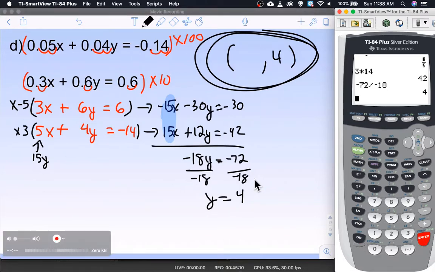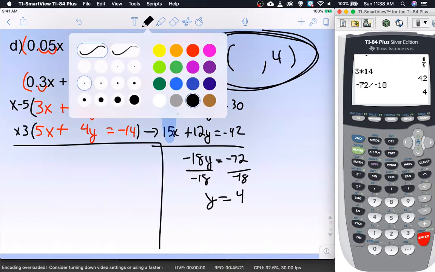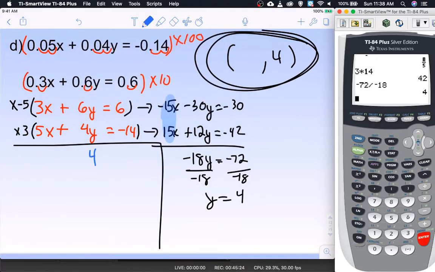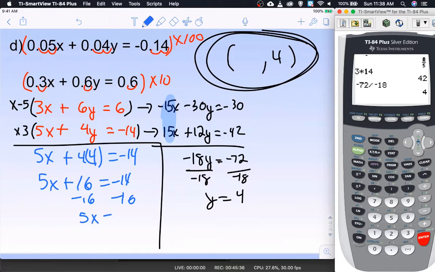To find the x coordinate, I'm going to do just like I've done a million times. I'm going to plug 4 in for y in one of these equations that has x and y in it. I'm going to use the bottom one here just because I've got space for it. So right there, I'm going to plug in y is 4 and solve this equation. So we got 5x plus 16 equals negative 14, minus 16 on both sides. 5x equals negative 30, and divide by 5, and x equals negative 6. And there's my solution. So that's how you would solve a system of equations to get rid of your decimals.